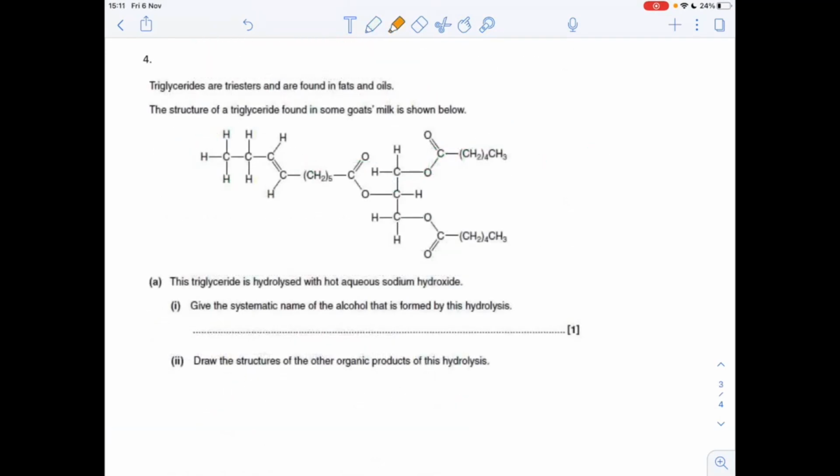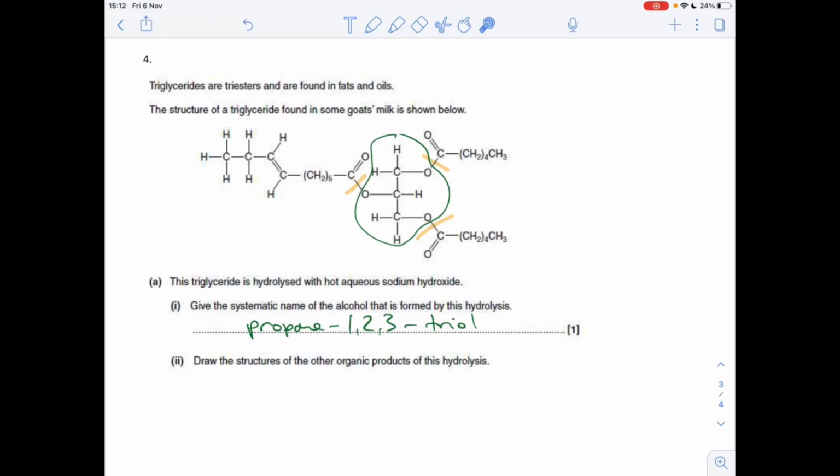Question 4 now. So the hydrolysis of the triglyceride or triester would break these bonds here, the ester bond. And so the alcohol that's formed is obviously going to be from this structure here. So turning that into an alcohol, it's going to be propane-1,2,3-triol.